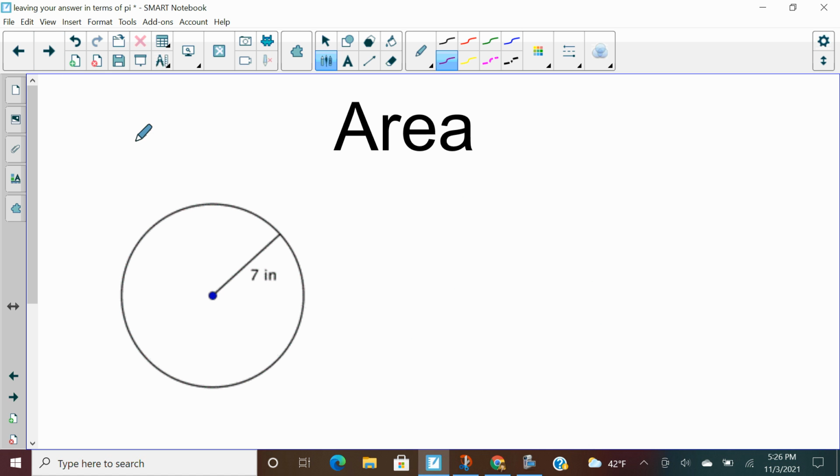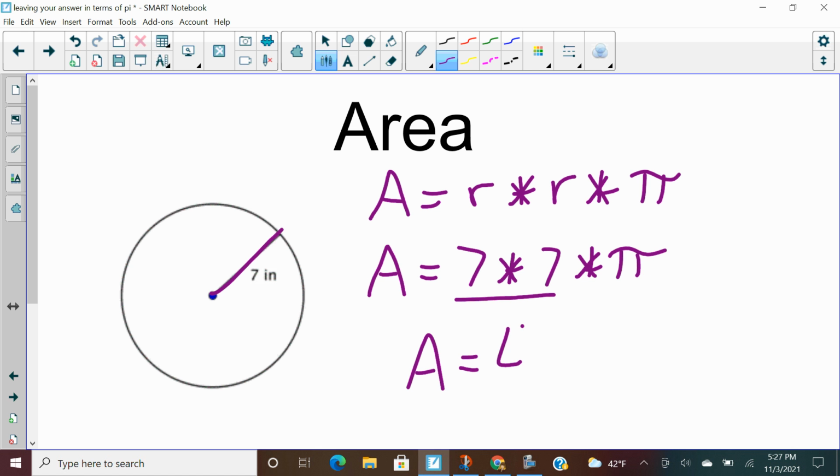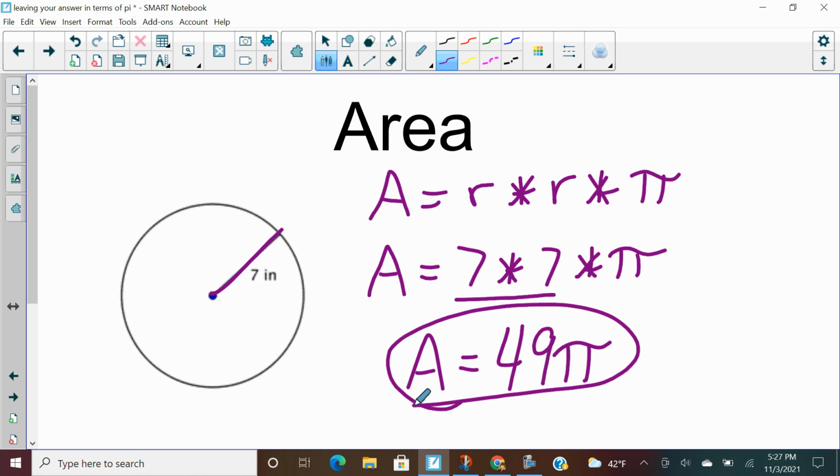Area. The formula for area is radius times radius times pi. In this case, my radius is 7, so I'm going to rewrite it as 7 times 7 times pi. 7 times 7 is 49, so I can just leave my answer as 49 pi. And if I wanted to find the approximation, I can multiply it by 3.14.